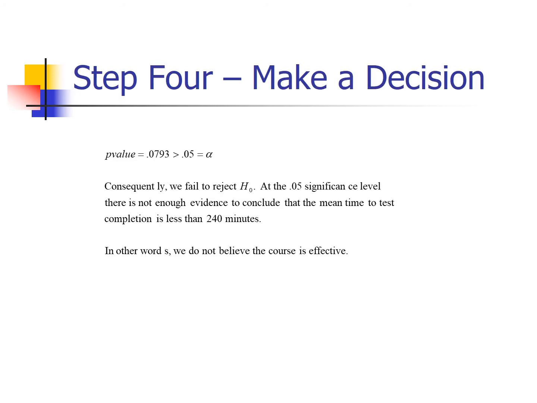To make our decision, we take that p-value, the 0.0793, and compare it to our alpha, our 0.05. In this case, the p-value is more than alpha. For any hypothesis test, it does not matter how the alternative is set up, any time the p-value is more than alpha, we fail to reject the null hypothesis. At the 0.05 significance level, there is not enough evidence to conclude that the mean time to test completion is less than 240 minutes. Put a little more simply, we do not believe the course is effective.